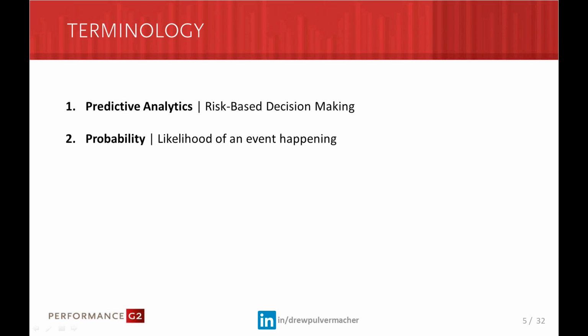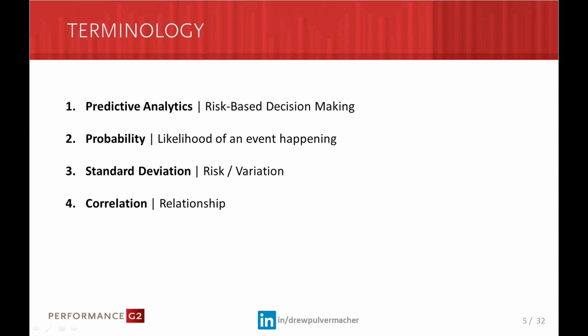Uncertainty and risk are concepts within probability. Standard deviation, this is going to come out. I'm going to try not to say standard deviation at all. Think about this as risk, variation around a mean, around an average. This is your uncertainty. And correlation, relationship between variables.